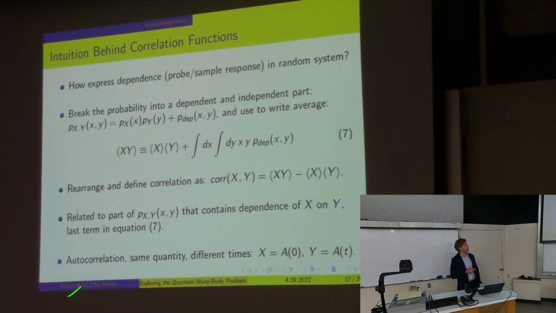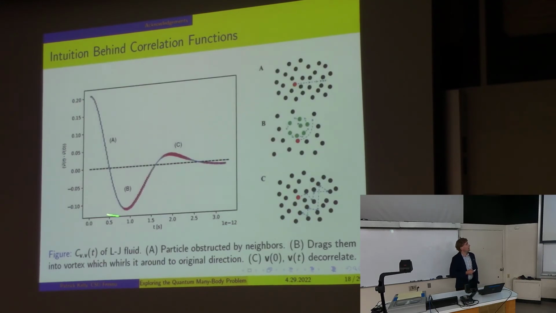And if you have an autocorrelation, that's just the same quantity at different times. So I have A at 0 and A at time t. Here's an example from a classical system. This is from a molecular dynamics simulation I did. It's called the velocity autocorrelation function. It basically tells you how the velocity of a typical particle in a fluid at some time depends on what its velocity was at an earlier time.